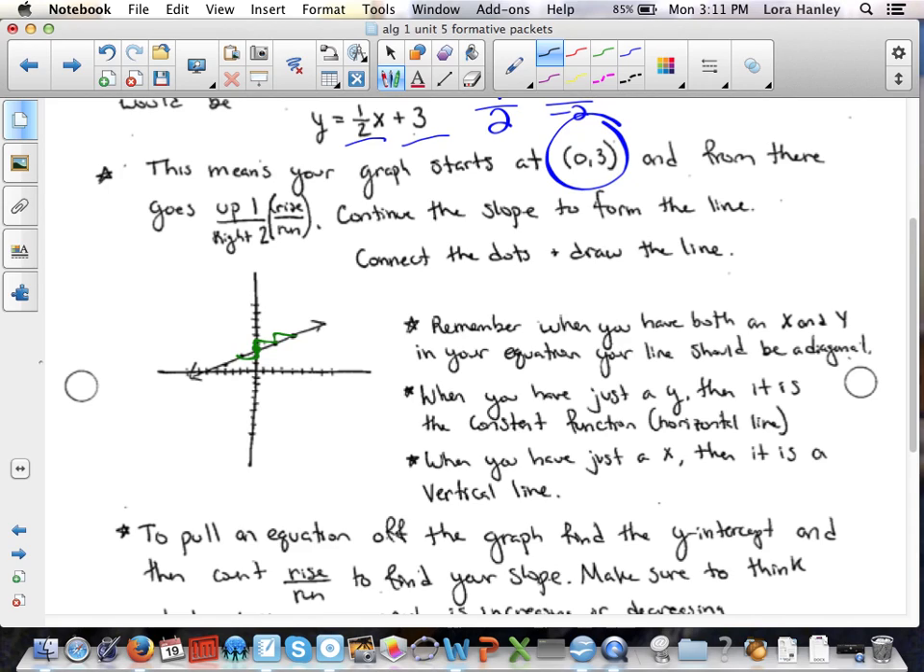Once you have 3 points, and it's best to have 3 points. If you can only fit 2 on your graph, that's okay, but 3 is always better. And remember, we can't make a line with only 1 point. We don't know what direction to go in. So once you've done that, you're just connecting your dots and drawing a line.